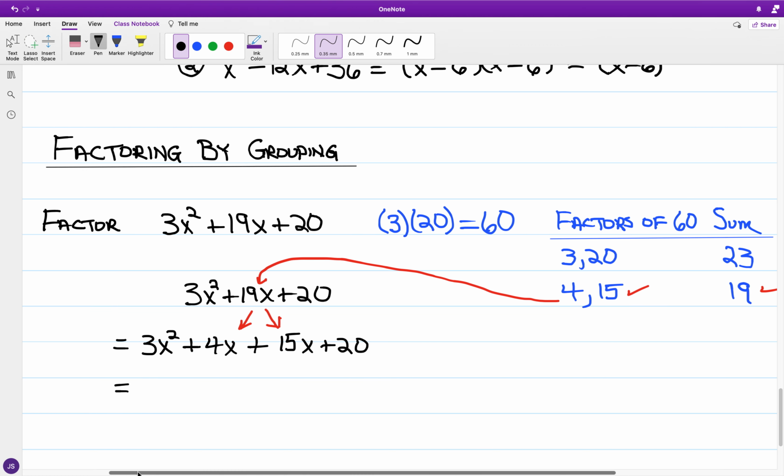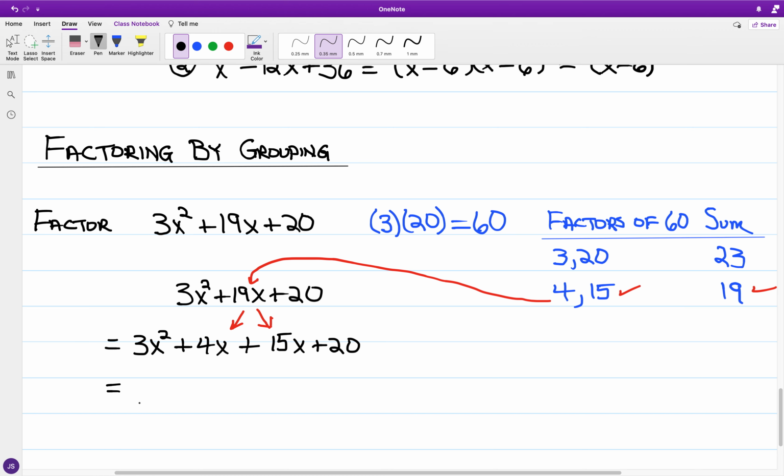So we have 2 pairs of terms. And I'm going to put in parentheses the first 2 terms. So I have 3x squared plus 4x. Separating the first 2 from the last 2 terms, we have the operation in the middle, which is addition. And I'm going to take the quantity 15x plus 20.